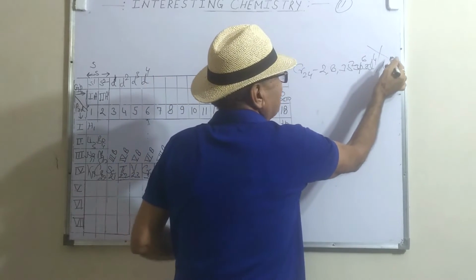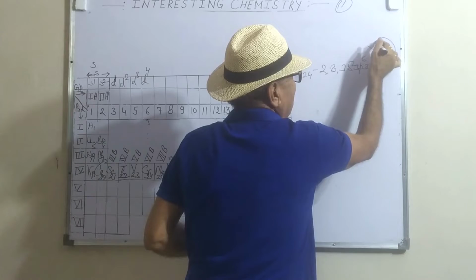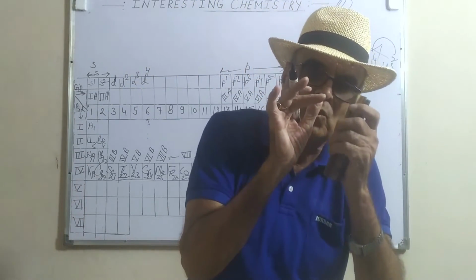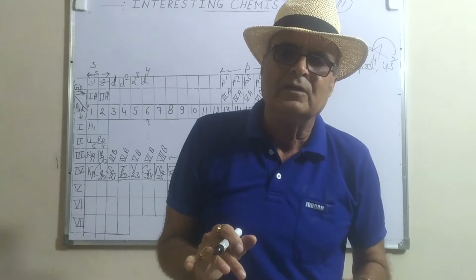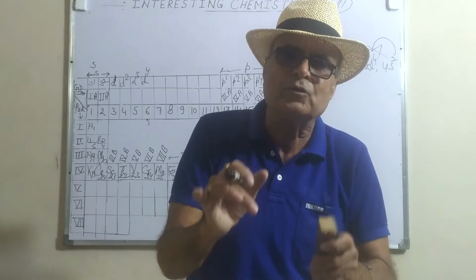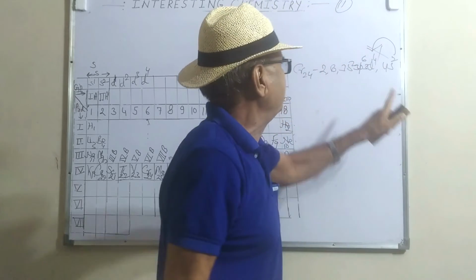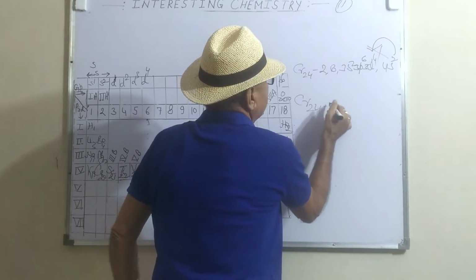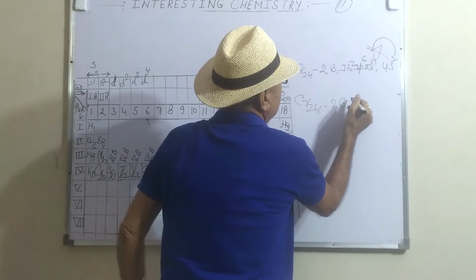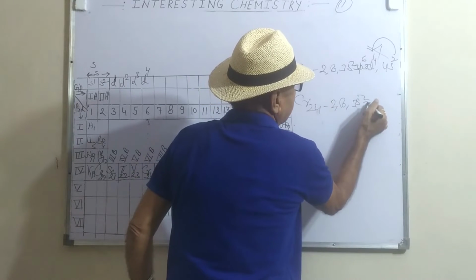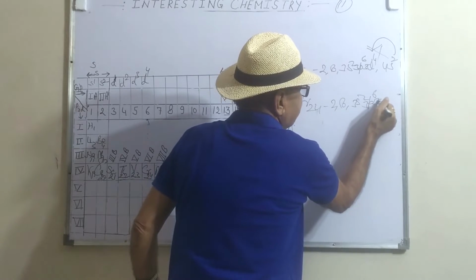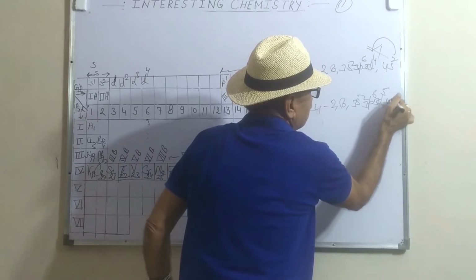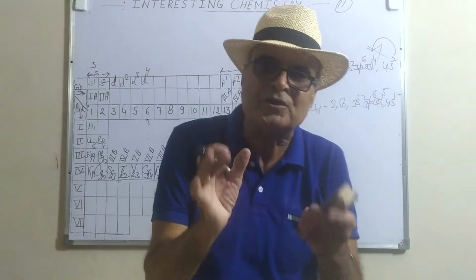Here you have to write one electron from 4s2. One electron from the 4s orbital will migrate to the 3d, and the electronic configuration of chromium will be 2, 8, 3s2, 3p6, 3d5 and 4s1. Please note it.